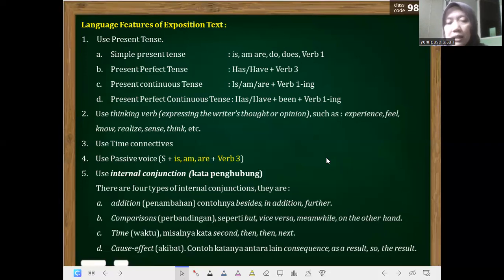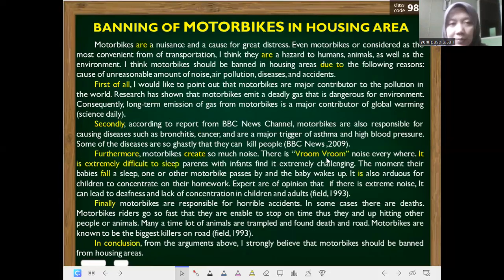Next, number 3, it's time. For example, second, then, and then, next, after that. The last one is cause and effect. For example, consequence, as a result, so, the result. Okay. Next, here is the example of exposition text.